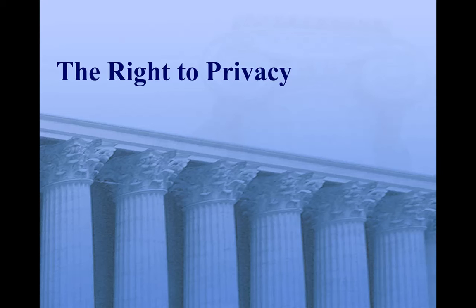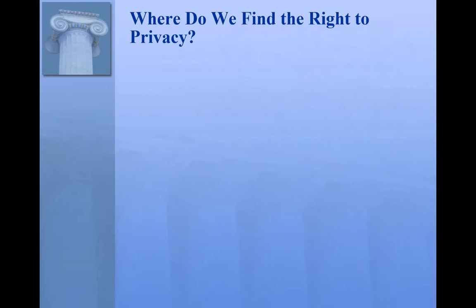We need to talk a bit about the concept of substantive due process as it relates to rights not specifically mentioned in the Constitution, and discuss how the concept of due process might help us to define those rights and give them some form and legitimacy, and how Supreme Court justices have interpreted other parts of the Constitution to include a right to privacy. So let's get started. So where do we find this right to privacy?